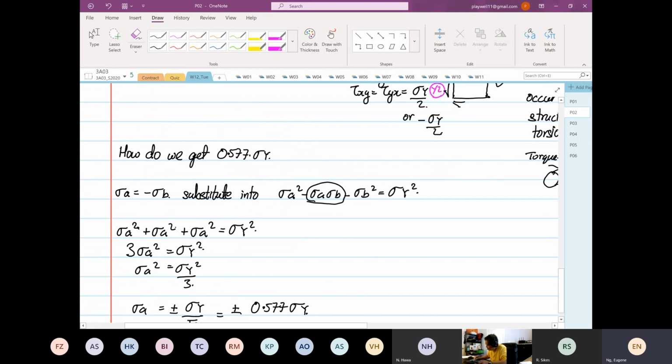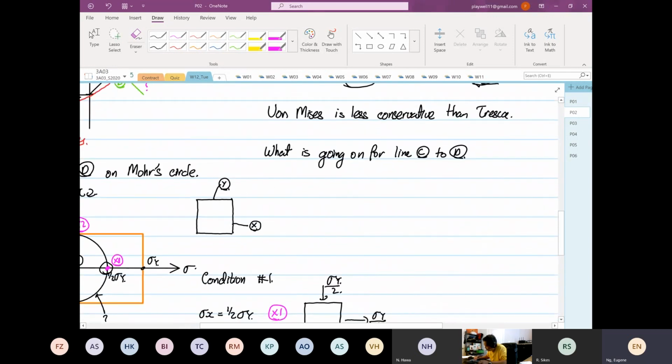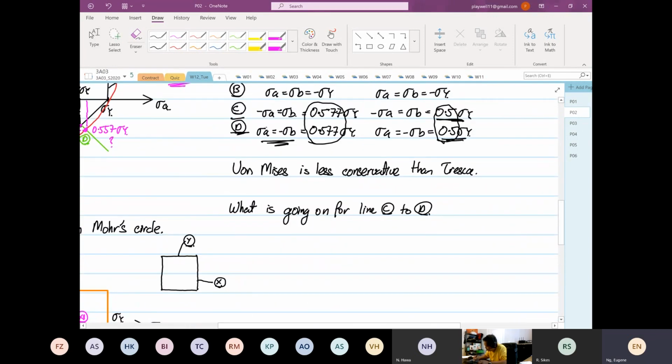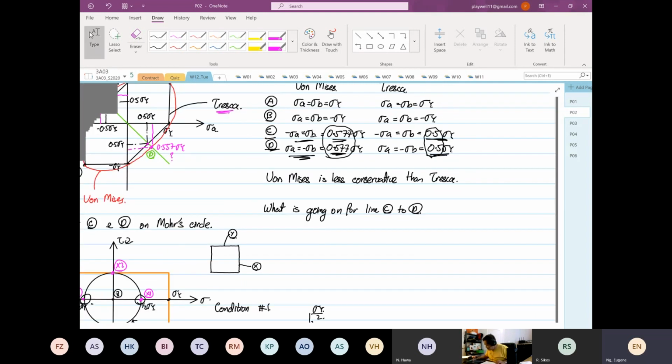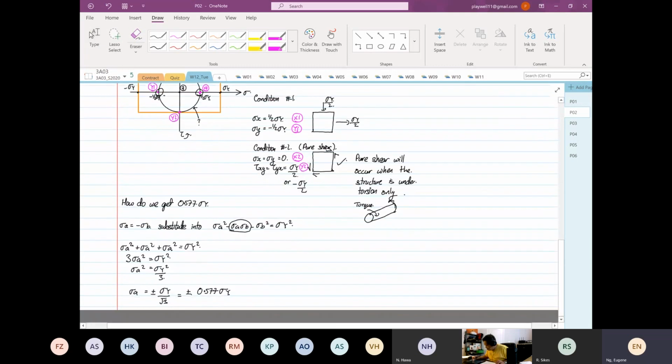So that's where we have shown why, when we have stress A and stress B at point C or point D, we get 0.577. Okay, right. So I think I've bored you enough with 1 hour worth of theory.